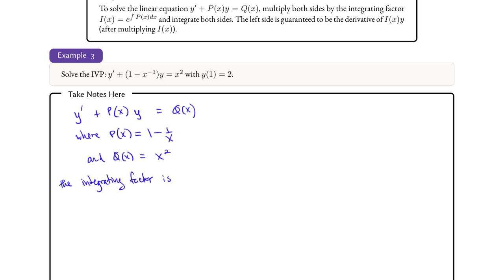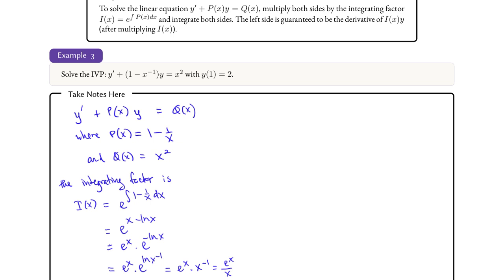So the integrating factor is I(x) equals e to the integral of p(x) dx, but p(x) is 1 minus 1 over x. This is e to the x minus ln x, which we can simplify into e to the x times x to the negative 1, which is e to the x over x.